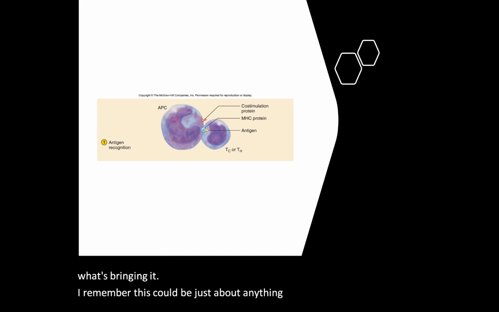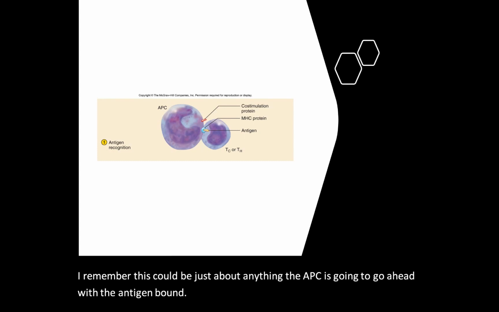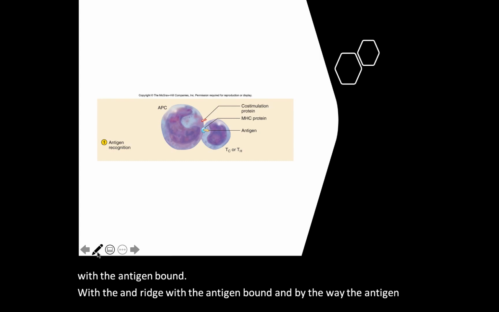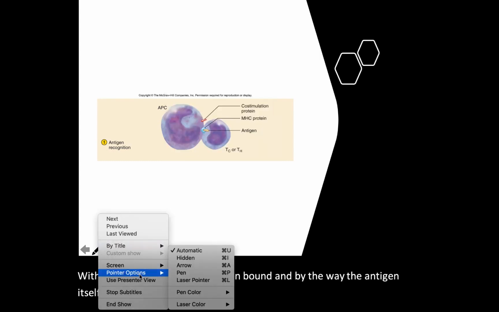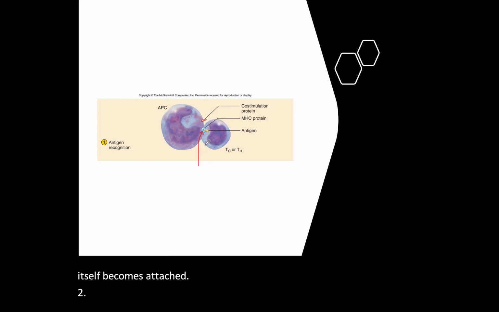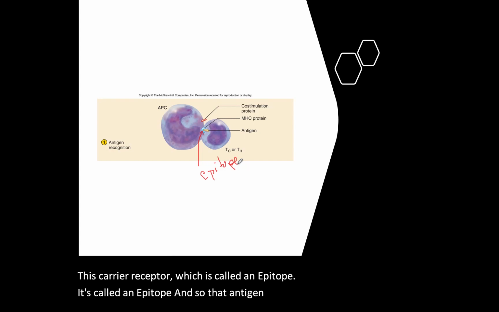The APC is going to go ahead with the antigen bound, and by the way, the antigen itself becomes attached to this carrier receptor, which is called an epitope. It's called an epitope. And so that antigen is stuck to the epitope.